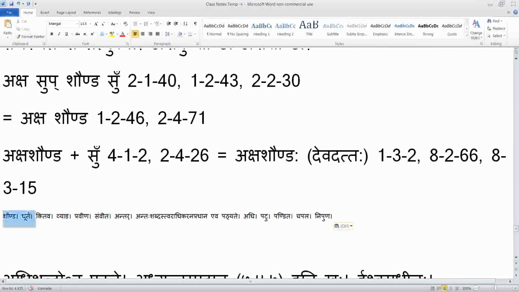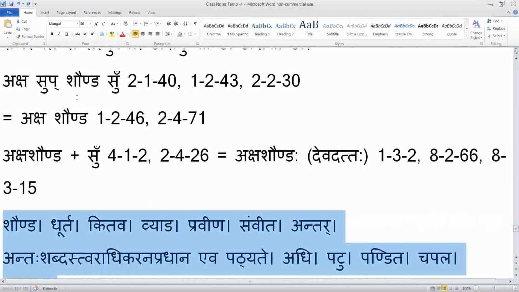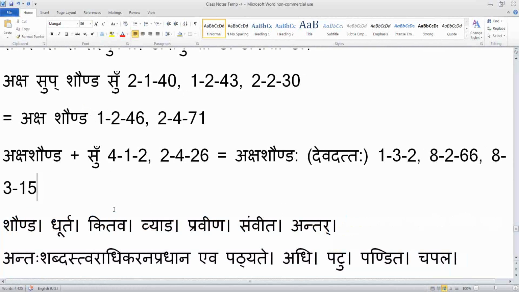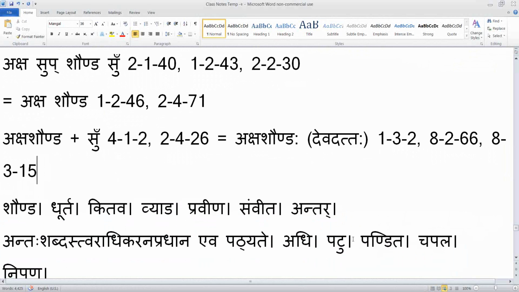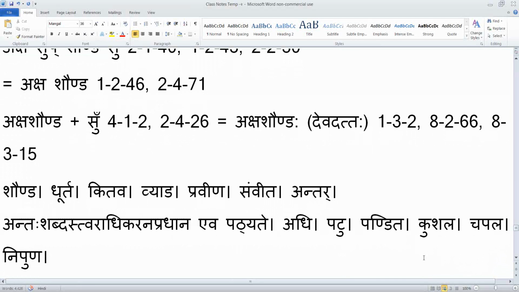Shaunda, Dhurta, Kitava, Vyada. I think one more thing we need to add over here, according to the Tattvabodhini, is that after Shaunda, Dhurta, Kitava, Vyada, Praveena, Samvita, Antar, Adhi, Patu, Pandita, Chapala, Kushala comes over here. Kushala, we can put that one also over here. Kushala has all the same shades of meaning really, kind of skilled, kind of crafty or something. So after Pandita, Kushala, Chapala, Nipuna.